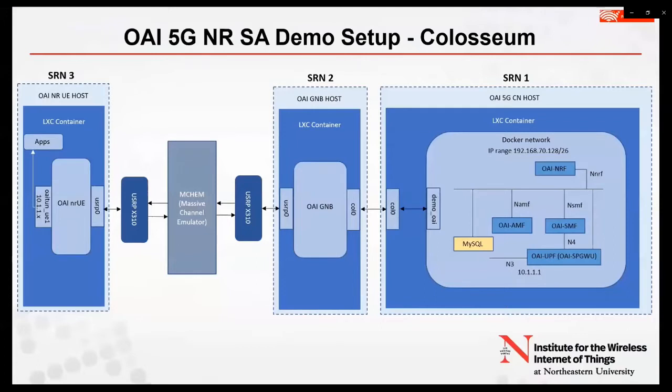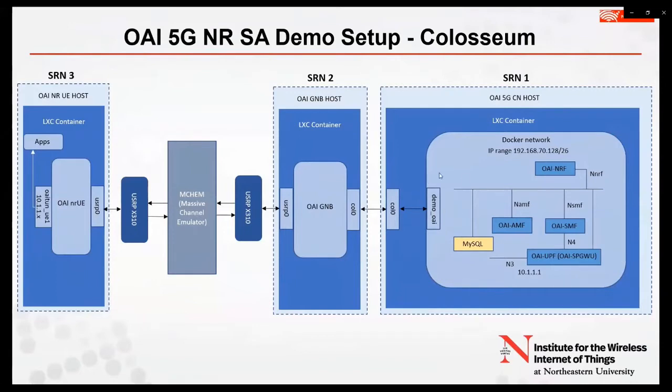This slide depicts the configuration we use to deploy OAI over Colosseum. We use 3 nodes, also called SRNs or standard radio nodes. As you can see from the block diagram, all software used by experiments on Colosseum is deployed within LXC containers on the SRNs. On SRN1, shown on the right, we deploy OAI 5G core network. OAI 5G core network functions are deployed within Docker containers, and they run on a separate Docker network. OAI core network components currently deployed include SMF, AMF, UPF, and NRF.